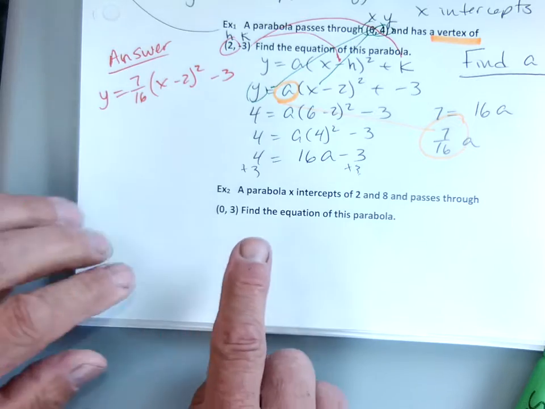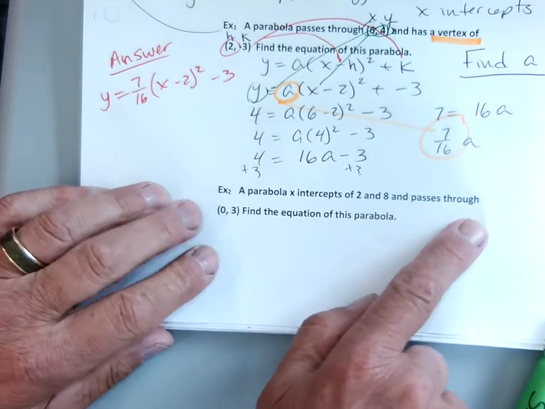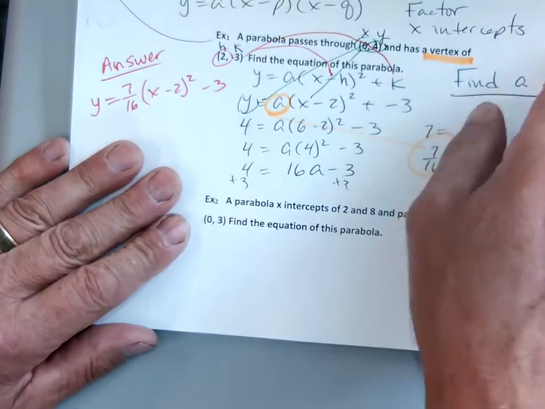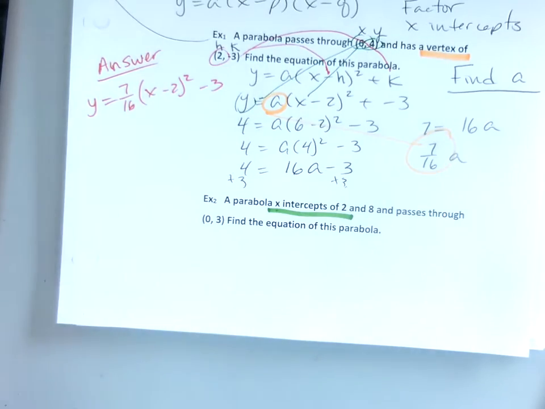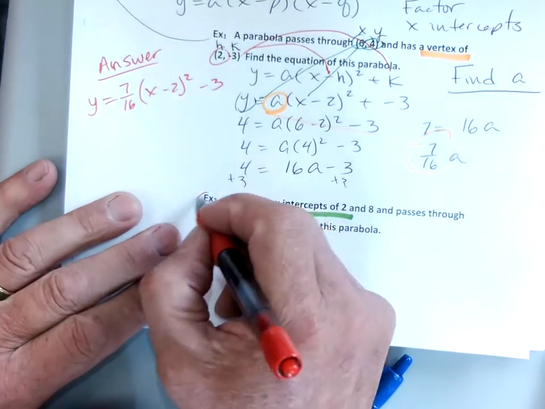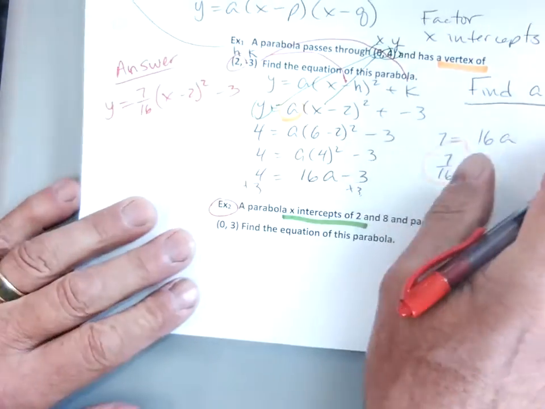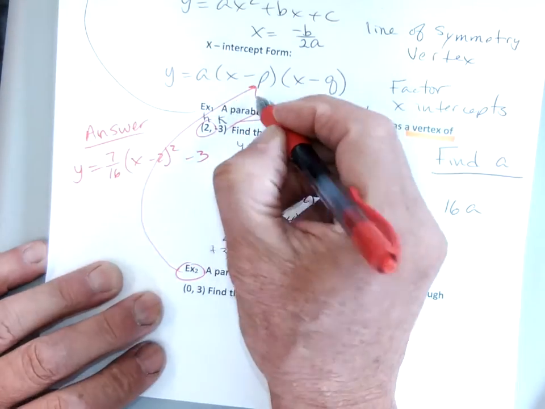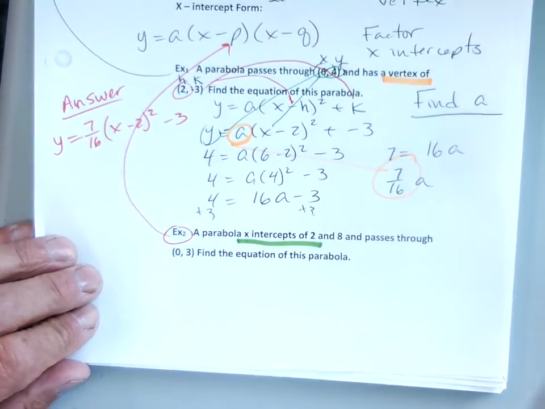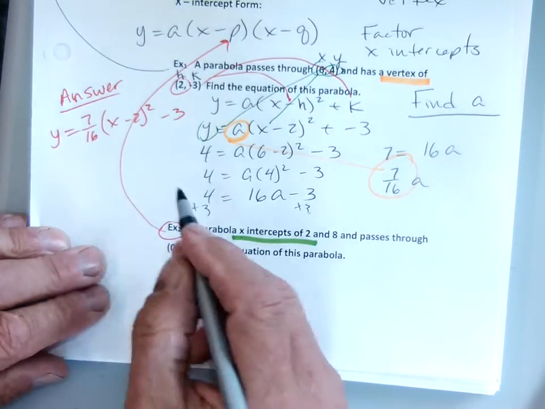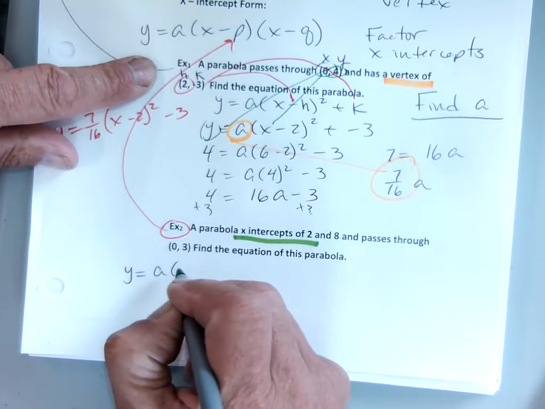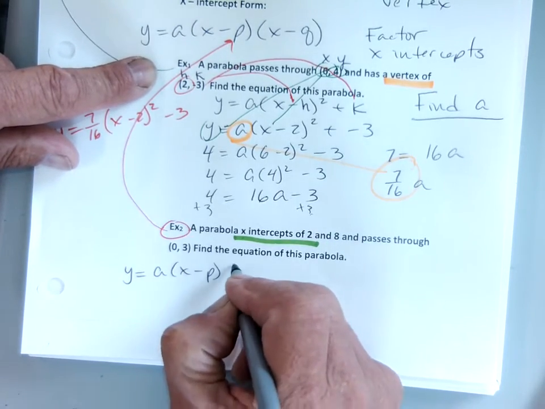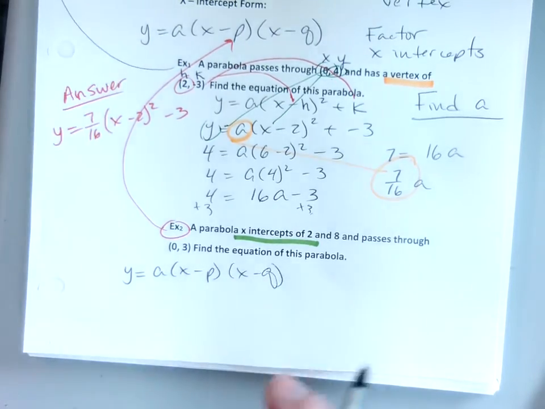So a parabola has x-intercepts of 2 and 8 and passes through the point 0, 3. Okay, so we have a hint. X-intercepts, right? So if we've got x-intercepts, then we're going to take and plug it into all the way up to my x-intercepts one, okay? Into that one. Okay, so I'm going to rewrite this as my y equals a x minus p x minus q, and I need to find the equation.